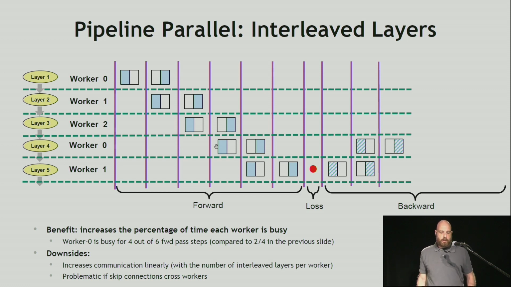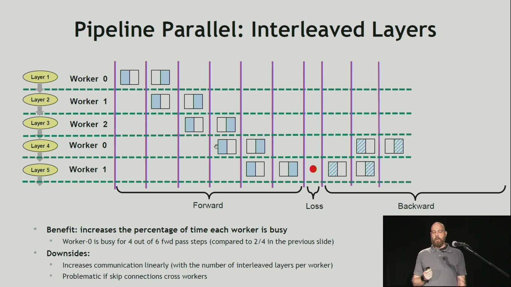There are some downsides to this approach. It does increase communication linearly. As you reduce the number of layers that a worker owns in sequence, by the same factor, you'll be increasing the amount of communication that will happen on your network.